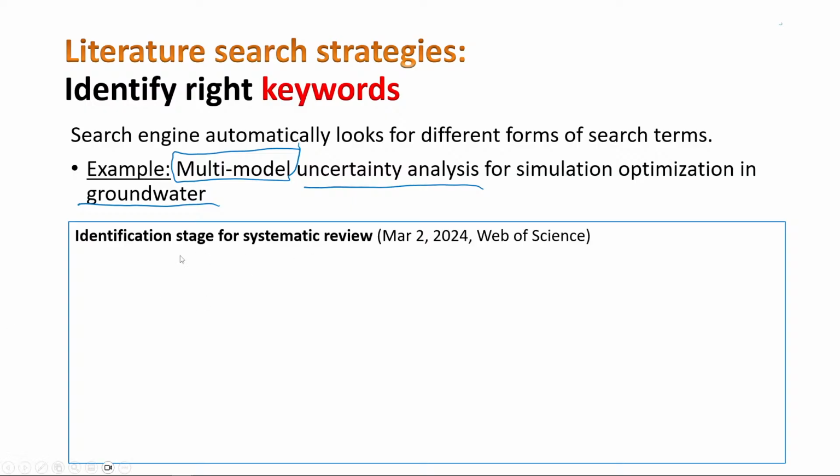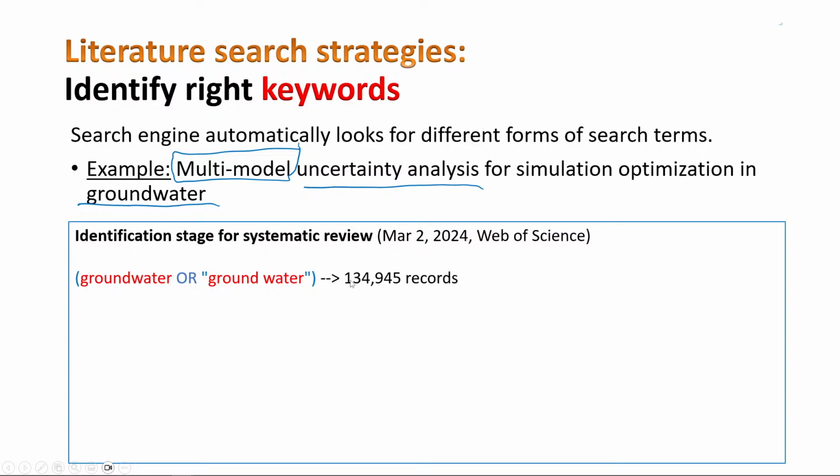So this is the identification stage for a systematic review. This was done in 2024 and we will do it now in 2025 and see the difference. Remember, groundwater, you can write it like this, or you can write it like this, and some people will also write it like this. So if I search for groundwater, I found more than 130,000 records.